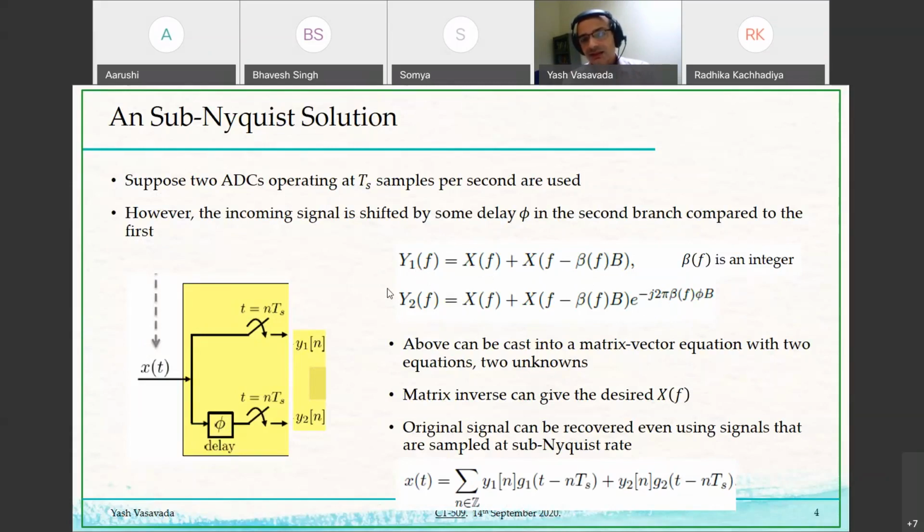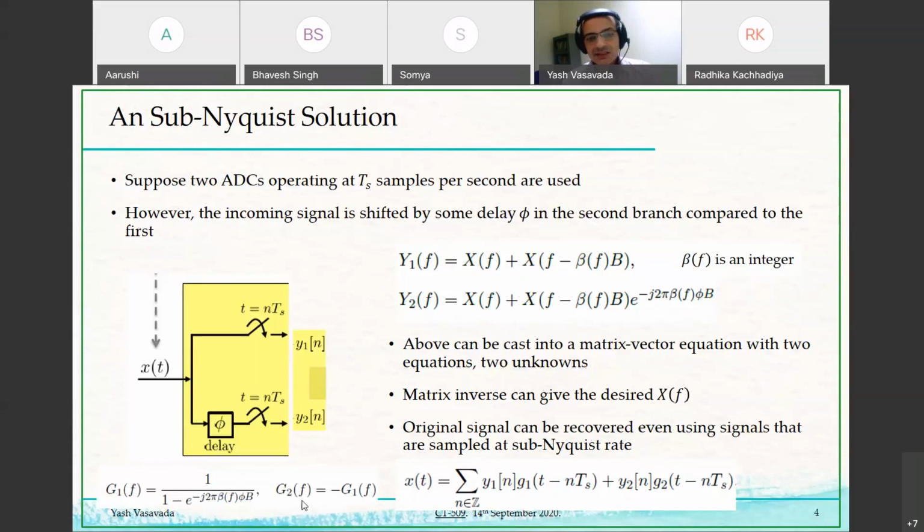Then this is another vector y1f and y2f. So if I multiply the inverse of that 2 by 2 matrix with this y1f and y2f, I get the original x of f and x of f minus beta of f back. And those are these two signals. I can take inverse Fourier transform and make them into filters. But if I don't do that, then I get these expressions.